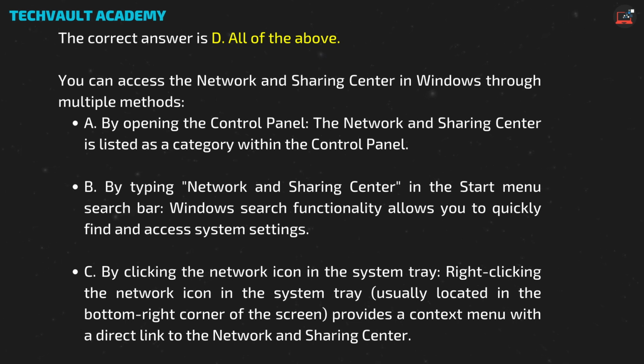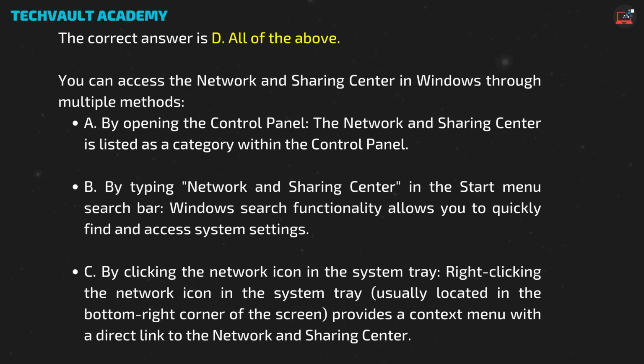The correct answer is D. All of the above. You can access the Network and Sharing Center in Windows through multiple methods. A. By opening the control panel, the Network and Sharing Center is listed as a category within the control panel. B. By typing Network and Sharing Center in the Start menu search bar. Windows search functionality allows you to quickly find and access system settings.